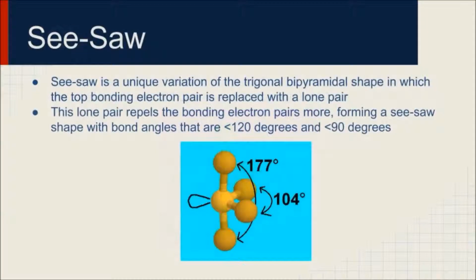Our next shape is seesaw. Seesaw is a unique variation of the trigonal bipyramidal shape in which the top bonding electron pair, one of the equatorial pairs, is replaced with a lone pair of electrons. This lone pair repels the bonding electron pairs more than just a paired electron, forming a seesaw shape with bond angles that are less than 120 degrees and less than 90 degrees. Now the angles shown in the picture are additive, so divide them by 2 and you'll find the individual angles.